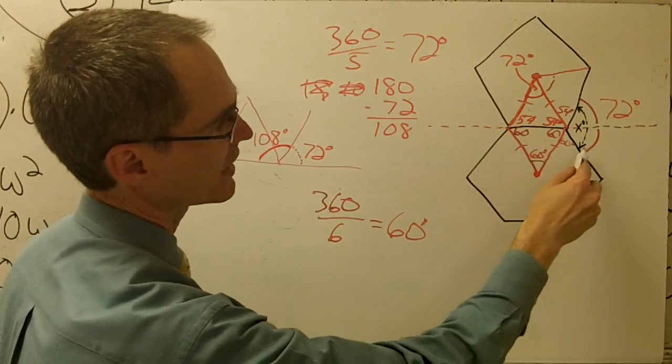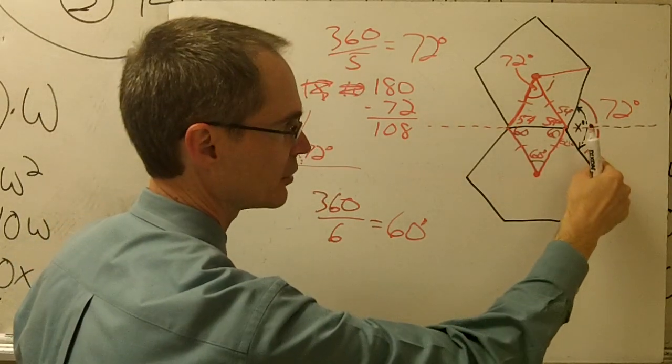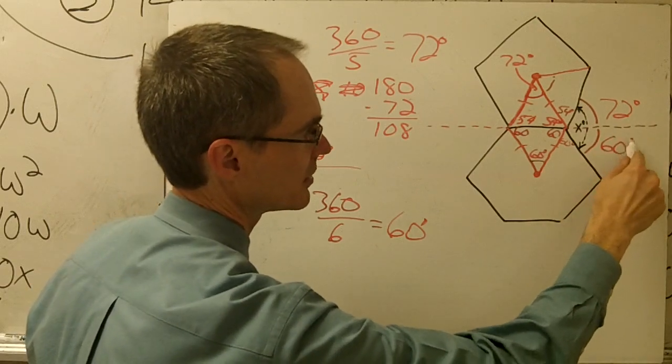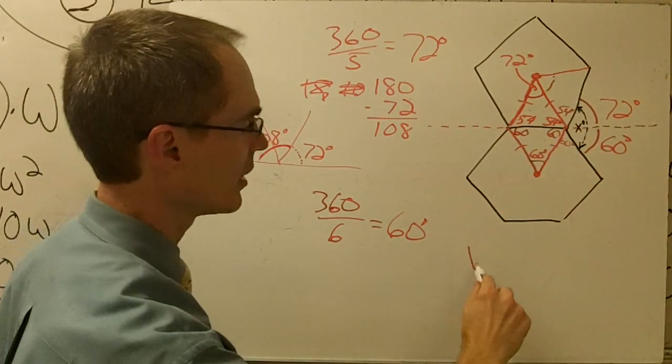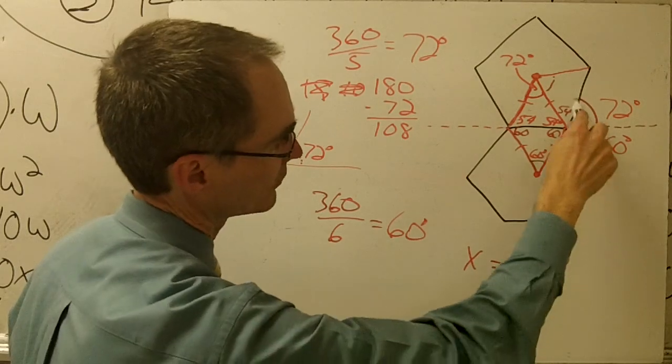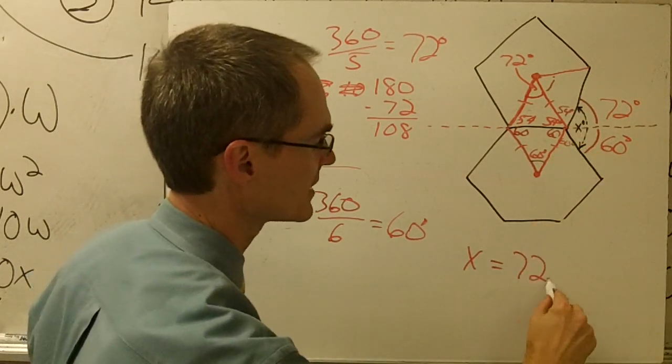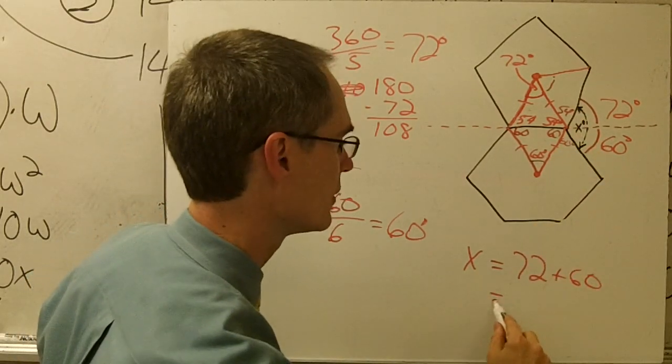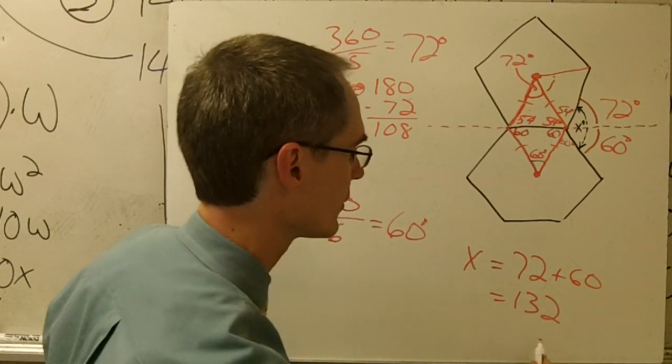So now those two angles together are 120, which means this angle over here is also going to be 60 degrees. And now I can see that the measure of that whole angle is just going to be 72 plus 60, which is 132 degrees.